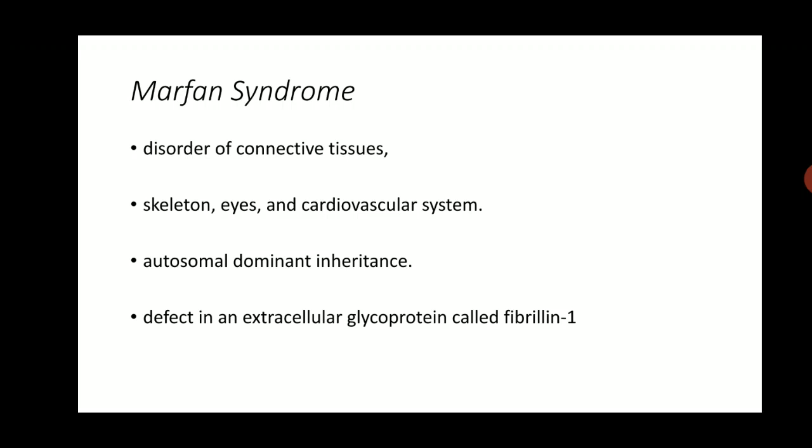and since fibrillin 1 is maximally present within the skeleton, eyes and cardiovascular system, these are the ones which are affected most. Another related gene, fibrillin 2, is also present, and absence or defect in fibrillin 2 leads to a different kind of disorder known as contractural arachnodactyly, that is different from Marfan syndrome.